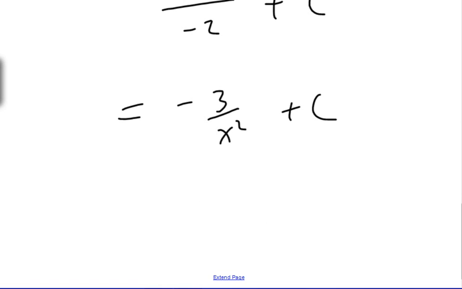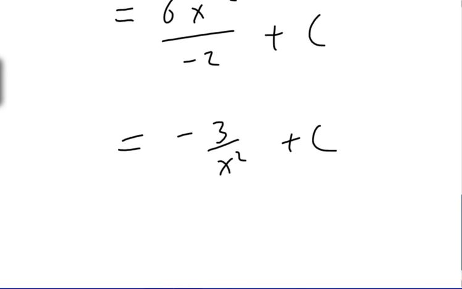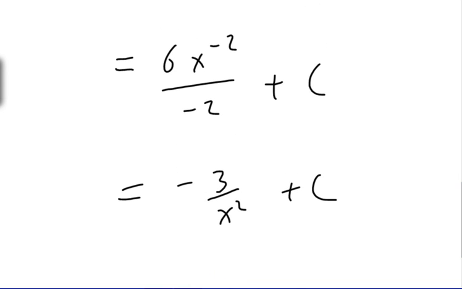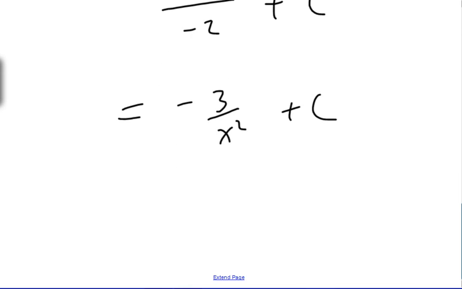How did you get that? How did you get the 3 over x squared? 2 goes into 6 3 times. My 9th grade algebra teacher did not want me to have a negative exponent, so I put it in the bottom so I could have a positive exponent. Good enough?